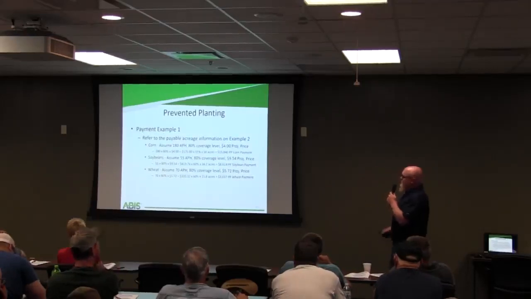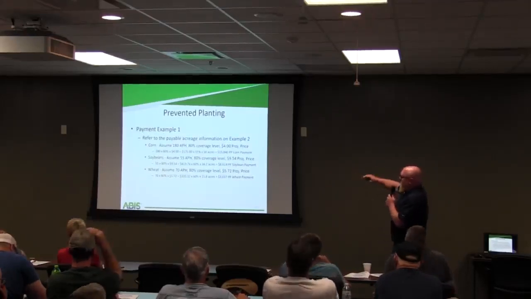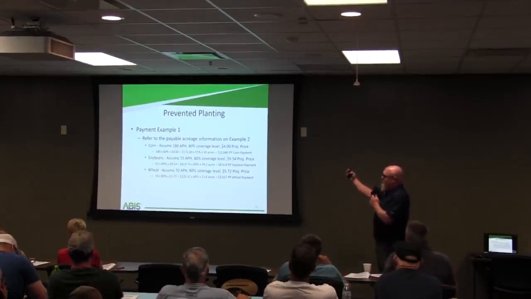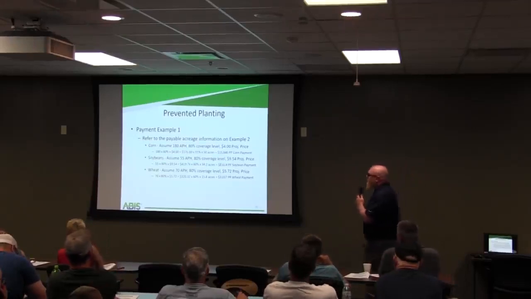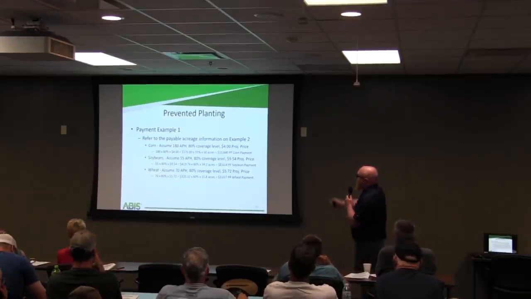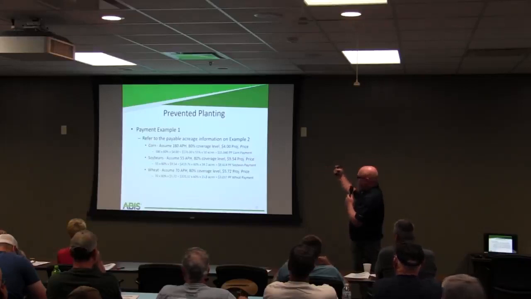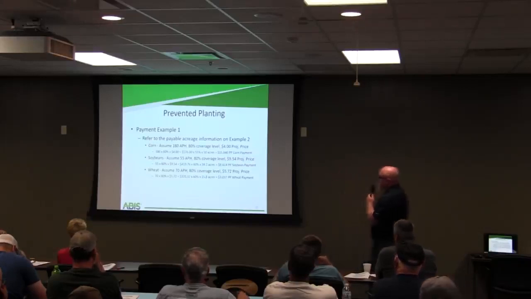And so here's just a quick example running through the numbers of how that's going to pay out at 180 acres on corn, 55 on beans, and 70 on wheat. So he's going to get paid $15,840 on the corn, $8,600 and change on the beans, and $3,037 on the wheat.